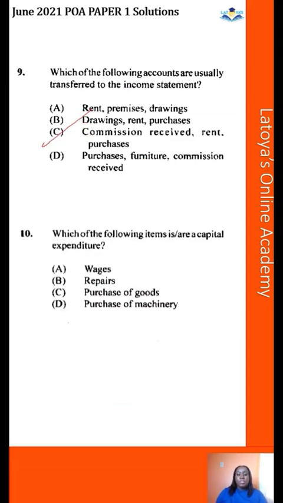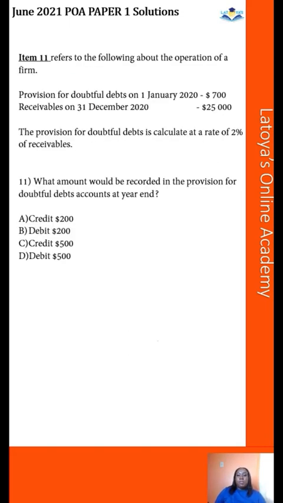Question 10. Which of the following items is or are a capital expenditure? Capital expenditure refers to the use of funds in order to obtain or upgrade physical assets. So an example of a capital expenditure would be the purchase of machinery, which is going to be D. Item 11 refers to the following about the operation of a firm.